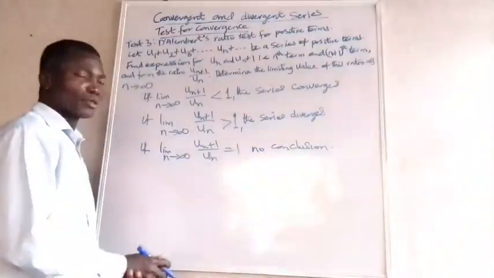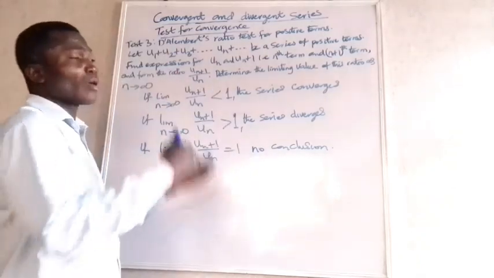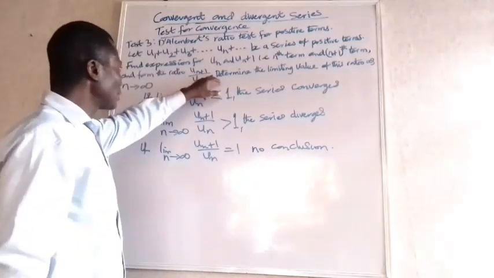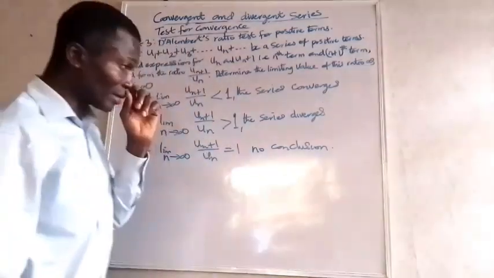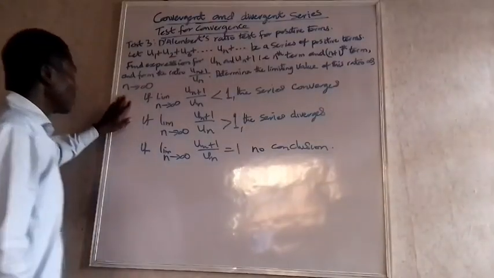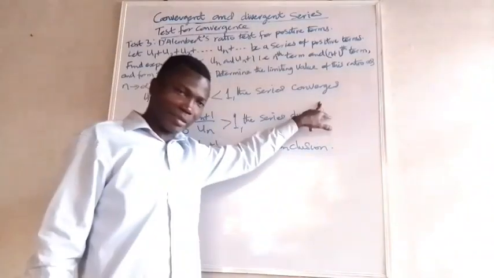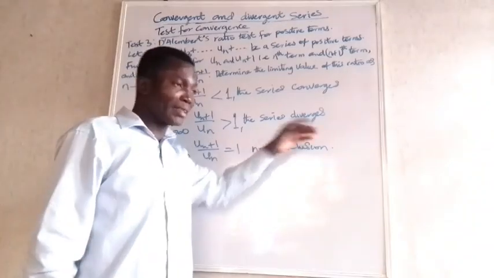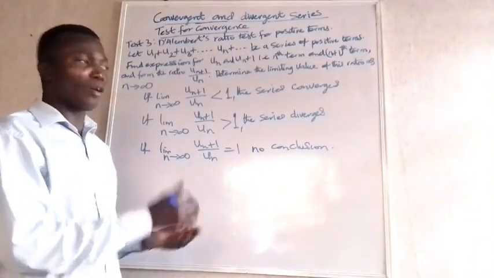And then after that, we will form the ratio of the n plus 1 term over the nth term, that is un plus 1 over un. With this, we will determine the limiting value, like we have studied initially, of the ratio as n tends to infinity. Once we can do that, if our answer is less than 1, the series converges. If it is greater than 1, it diverges. If it is equal to 1, we cannot say it is divergent or convergent.